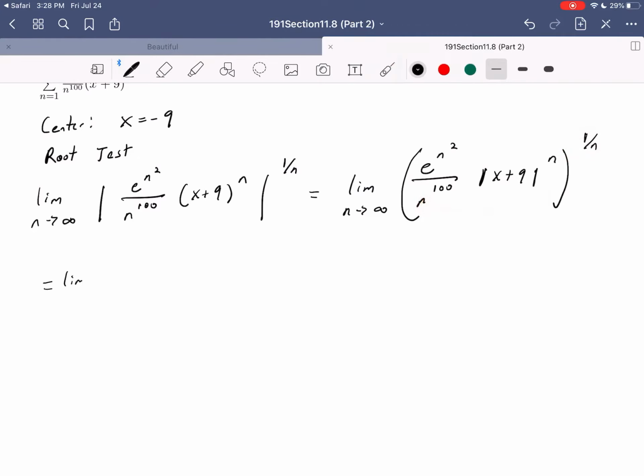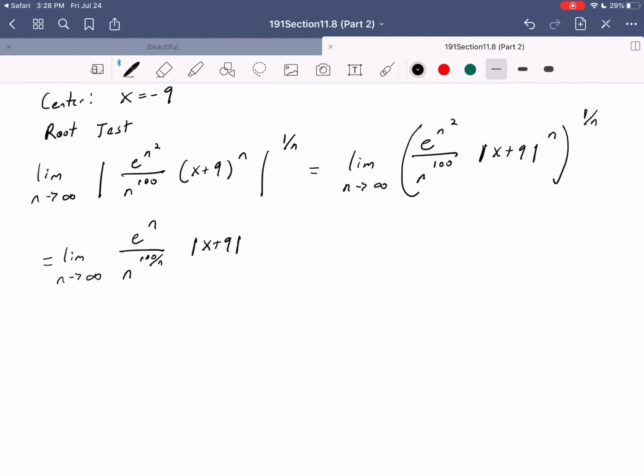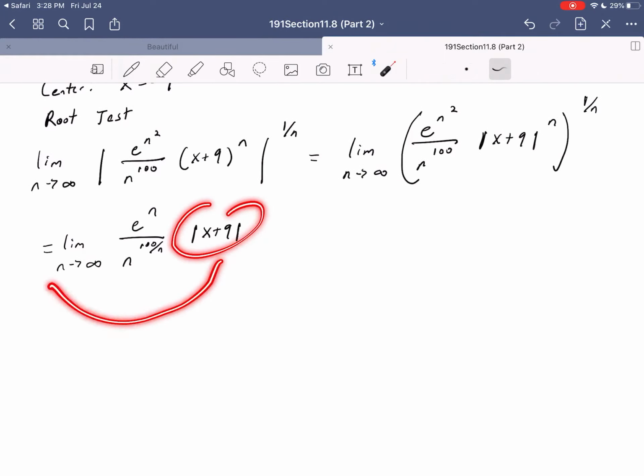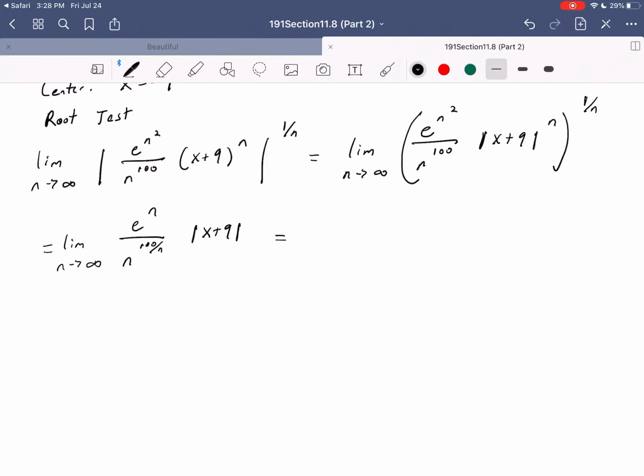We get the limit as n goes to infinity. Power to a power, we're going to multiply. It looks like we're going to get e to the n. Down here, power to a power, we multiply, so we get n to the 100 over n, and we get absolute value x plus 9. At this point, we should be pretty used to taking this and popping that out front, so we get absolute value x plus 9, limit n goes to infinity, e to the n over n to the 100 divided by n.